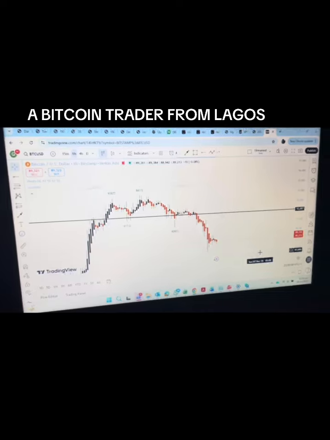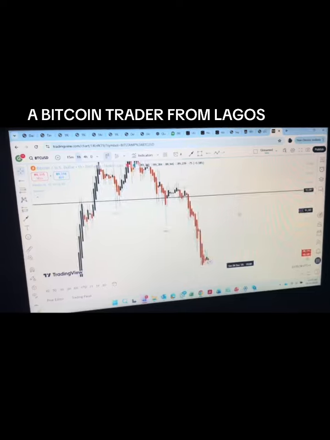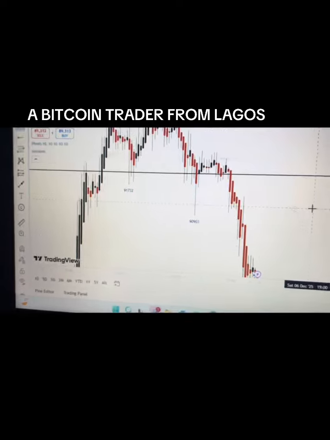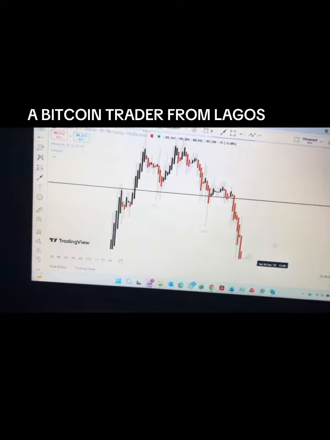So this is 1 hour here, guys, and what I want to show you on this 1 hour is that we are anticipating price to have a retrace. Now, why do I say so? Now let me show you guys.